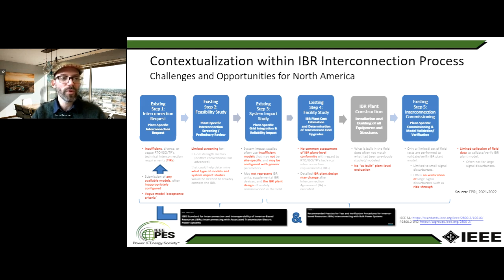And as we said before, the requirements for technical interconnection might be insufficient. And that is really the key place where IEEE 2800-2022 can potentially level set and create more harmonization and clear expectations for all the stakeholders involved, including developers of solar, wind, and storage plants, as well as the grid planners.